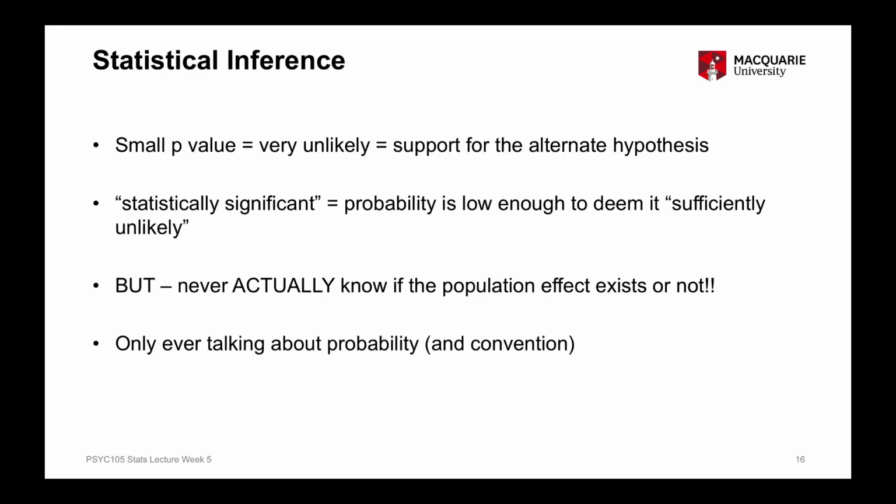So even if we conclude that we have a statistically significant result, we never really know if our research hypothesis is actually true or not. All we're talking about is the probability of it being true, and following certain conventions to tell us at what point the probability tells us that we have support for our alternate hypothesis. So it's important to keep in mind those caveats: we never actually know if there is an effect in the population. All we know is whether there's enough evidence for us to conclude that we likely or probably have an effect in the population.